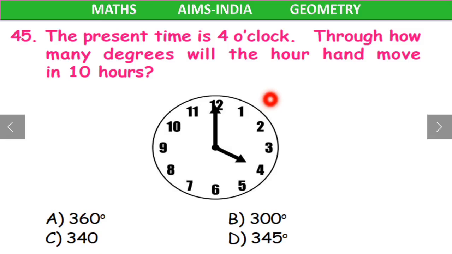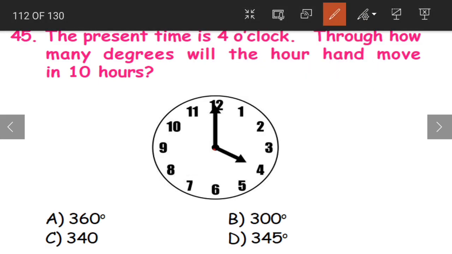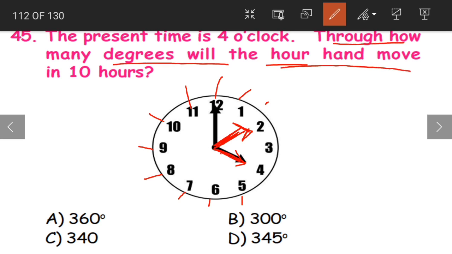Now question 45. The present time is 4 o'clock. Through how many degrees will the clock hand move in 10 hours? So here the hour hand moves. This is our hour hand, right? So after 10 hours, 1, 2, 3, 4, 5, 6, 7, 8, 9, 10. So after 10 hours, our hour hand will be at 2 o'clock. Yes or no?